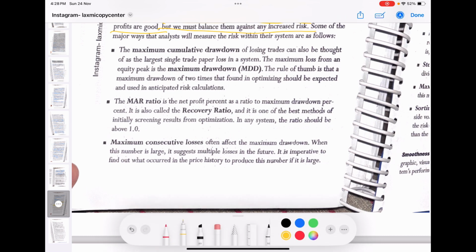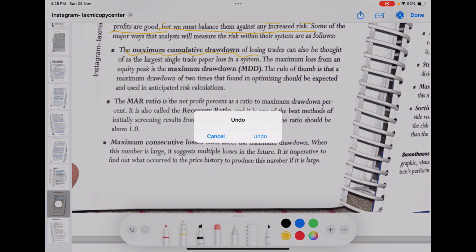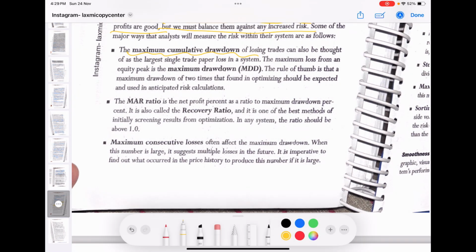The maximum cumulative drawdown. So what is the maximum cumulative drawdown? That is basically how much maximum loss you have taken in a continuous manner. Now what is MAR? MAR is net profit to the maximum drawdown which happened. You need to know that this is also called the recovery ratio. The recovery ratio is also the MAR ratio, which is the net profit percent, net profit divided by the biggest maximum drawdown.